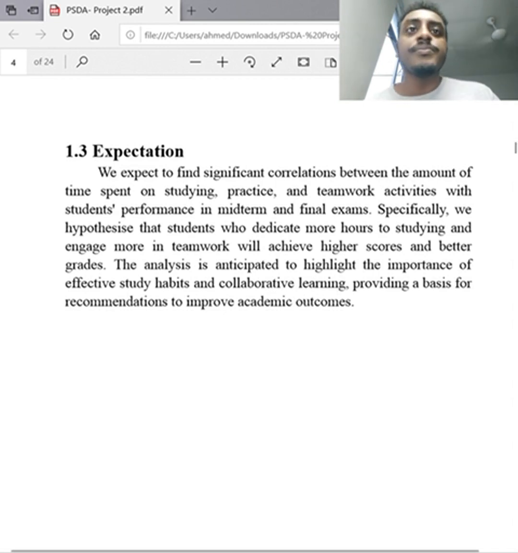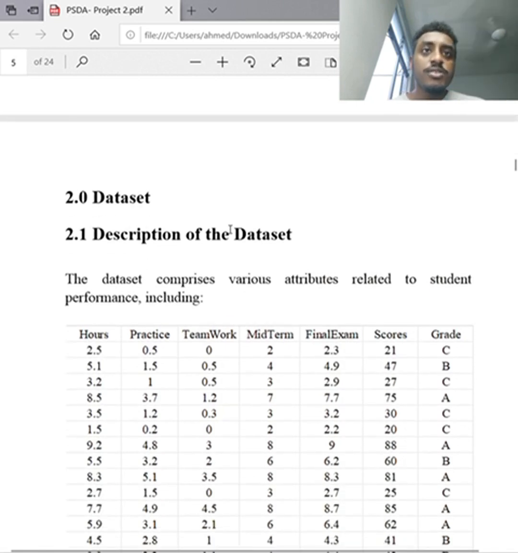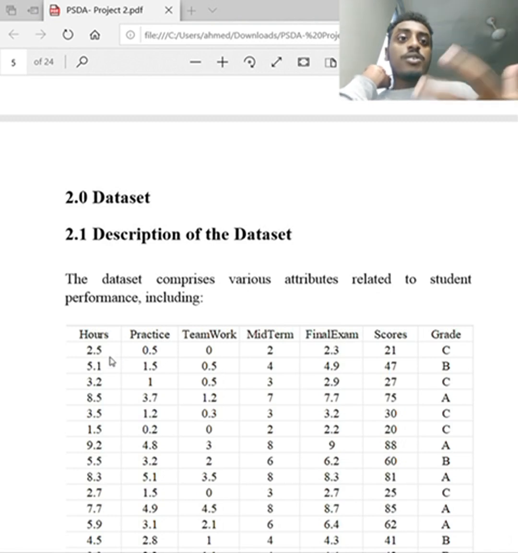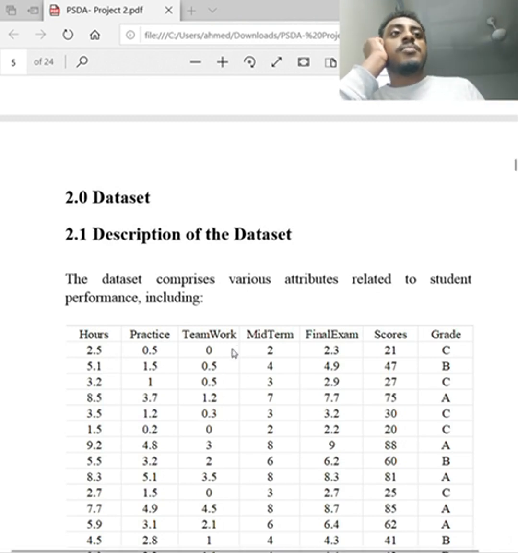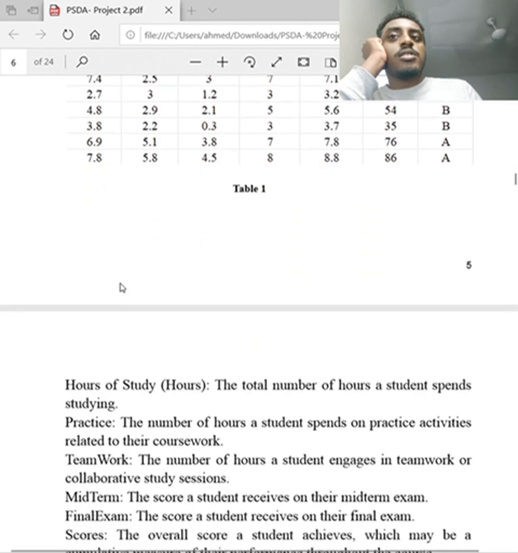Okay, for the dataset, our dataset includes various attributes related to student performance, like hours of study. This is the total hours spent studying. Practice, hours spent on practice activities. Teamwork, hours in collaborative sessions, midterm, final exams, and overall scores and the grade received.